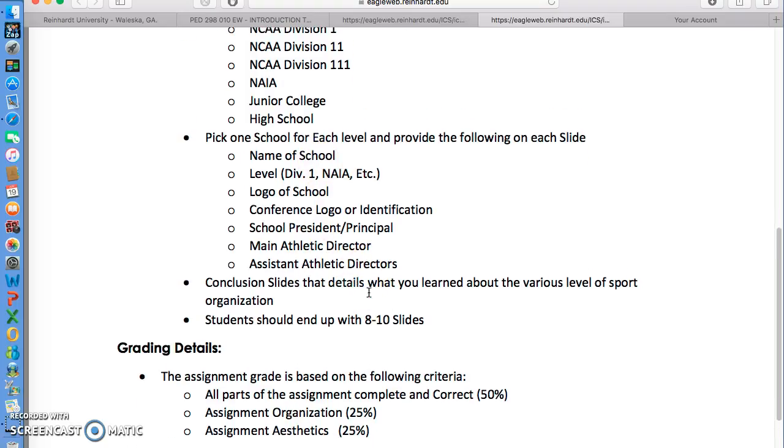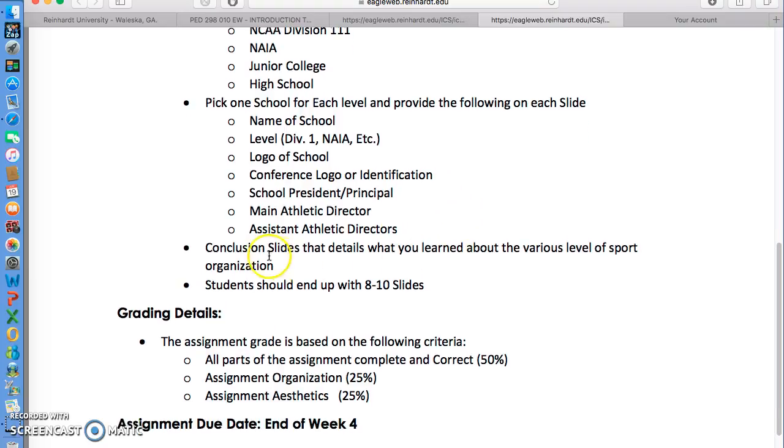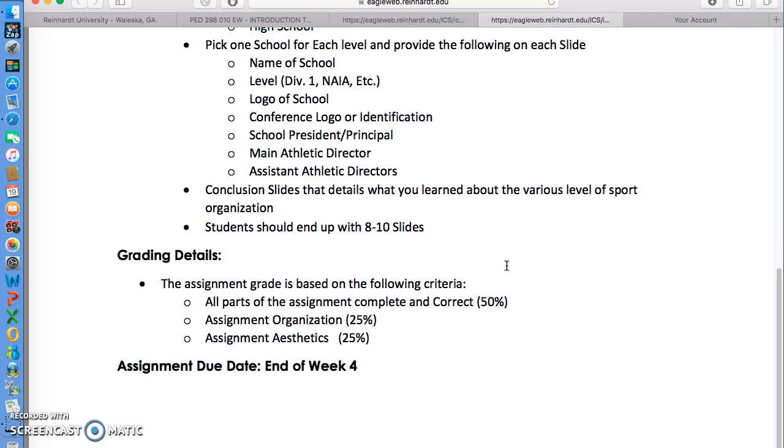And basically you're going to put these things about each school on the slide. Okay, the name of the school, the level of the school, logo, conference logo, who's the school president or principal, who's the main athletic director, who are the assistant athletic directors. And then you're going to put a conclusion slide that details what you learned about the various levels of sport.